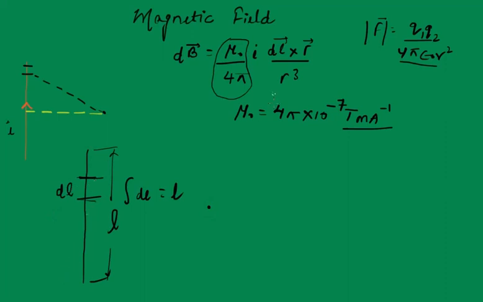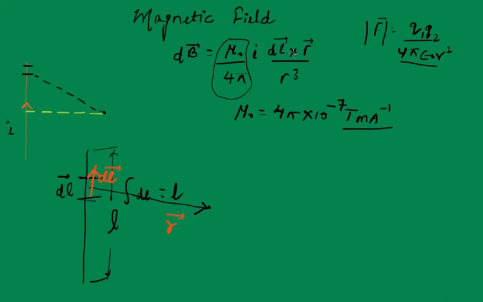So this dl vector we know is this vector, this current element vector. The r vector is the vector which joins this current element with the point where you want to find the magnetic field. So this vector, let me give a different color, is the r vector, and this vector is the dl vector, right? So this is what you have. So you have the cross product of dl vector and r vector.